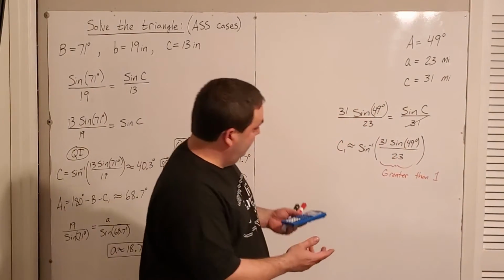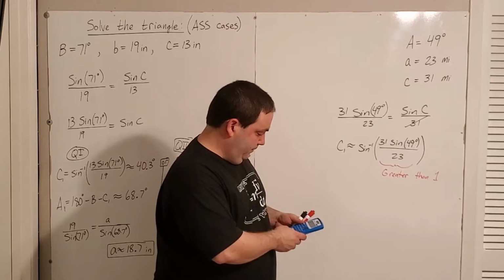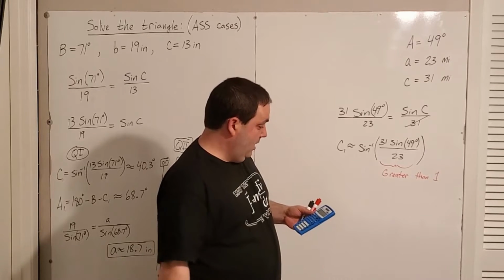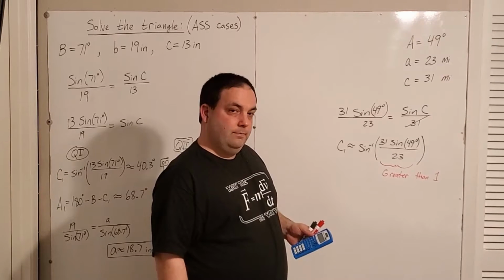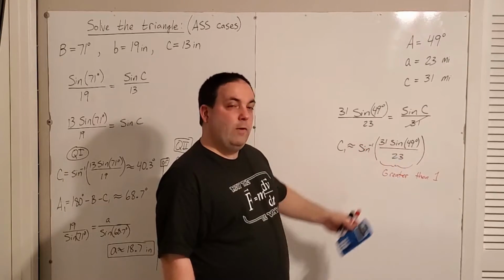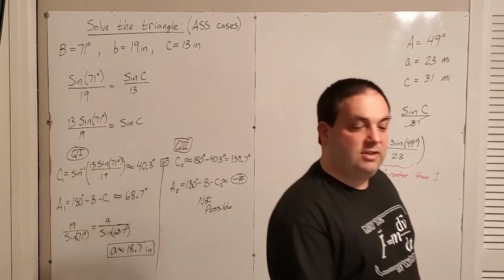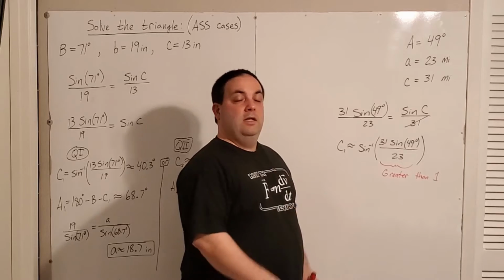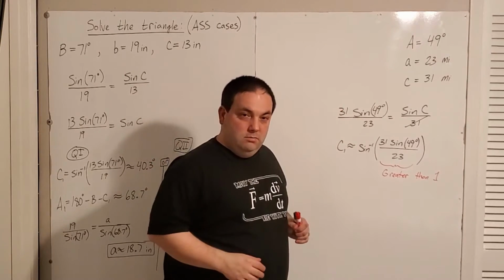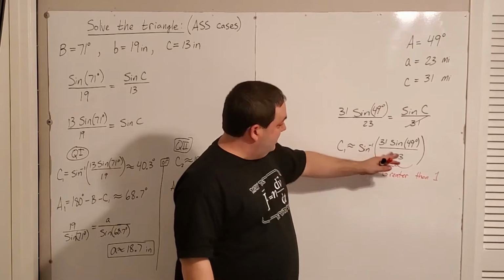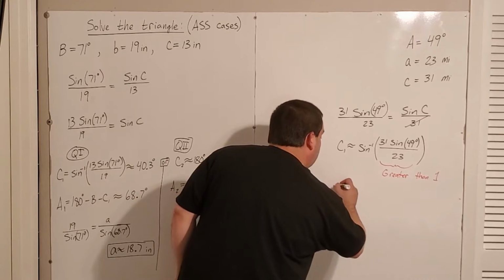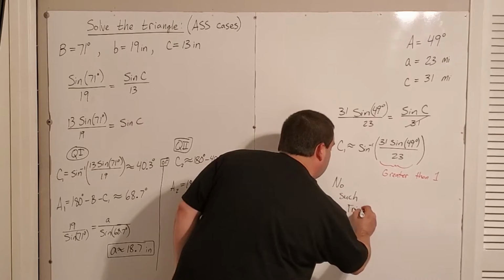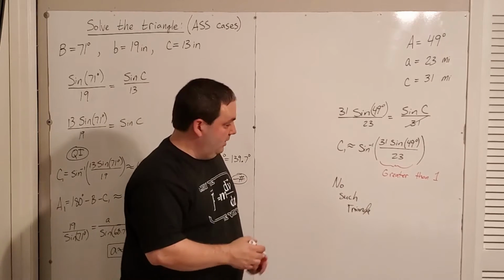Just for accuracy, let's punch it up and see just the ratio portion. 31 sine 49 divided by 23. 1.017. The ratio is bigger than 1, and that just can't happen for any angle. So if you hit the inverse sine, the calculator is going to scream at you, no such angle. Okay? So since there's no such angle, there's no such triangle that fits the original information.